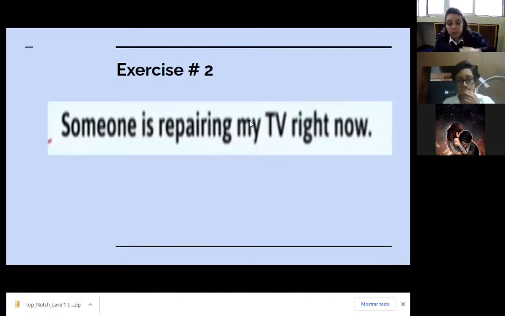Someone is repairing my TV right now. Someone. I am not repairing the TV. Someone else is repairing the TV right now. I am going to receive the product, that is the TV working, right? But I am not doing anything. Someone else is doing this action. So let me see. What is the first thing that you're going to write? Any of you?